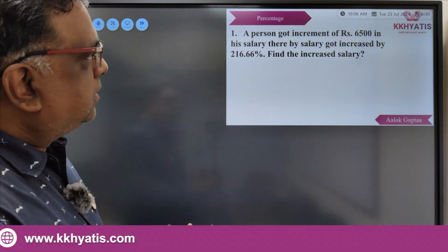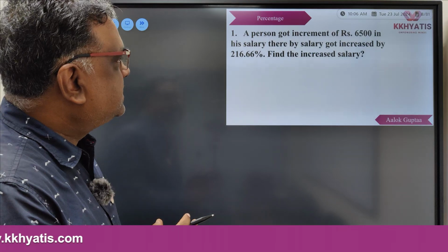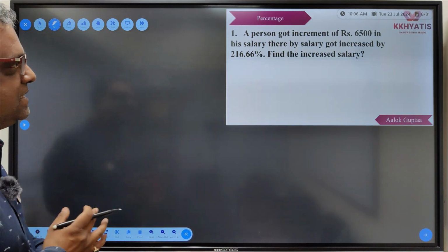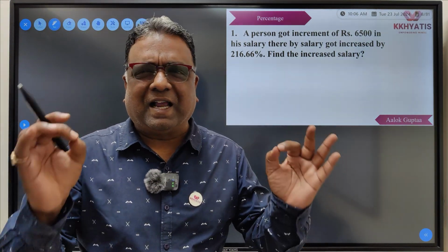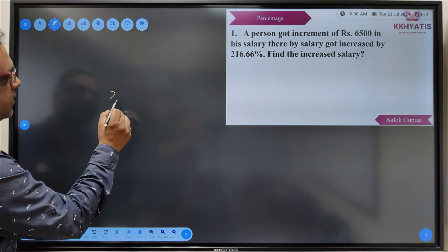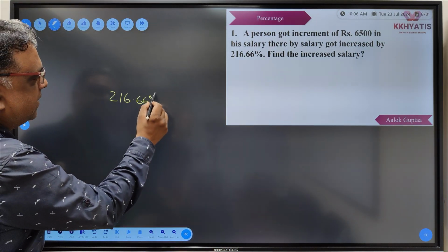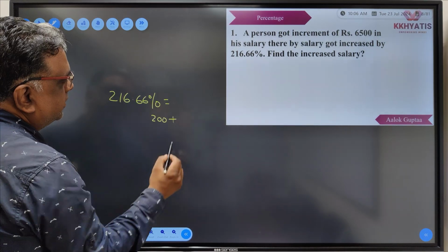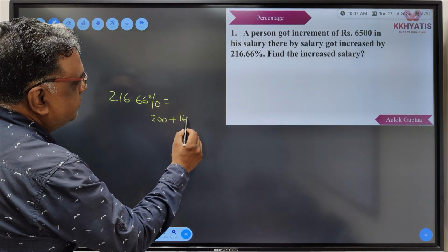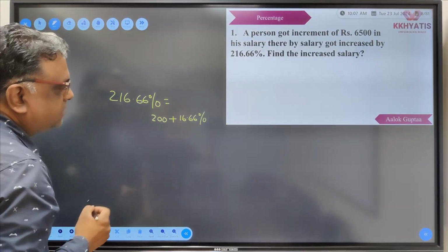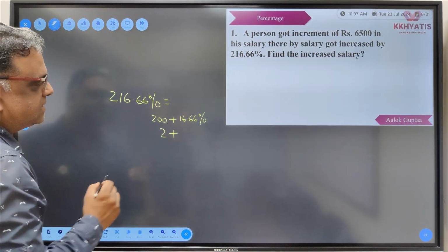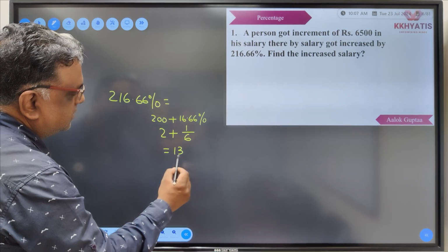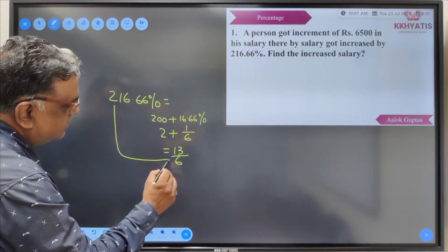A person got an increment of rupees 6,500 in his salary, thereby salary got increased by 216.66%. Find the increased salary. A classical example. So what do I do? I will convert 216.66% into fraction. How do I convert into fraction? 200 plus 16.66%, right? So 200 is 2 and 16.66 is 1 upon 6. So this will be 13 upon 6. So I converted this into fraction.